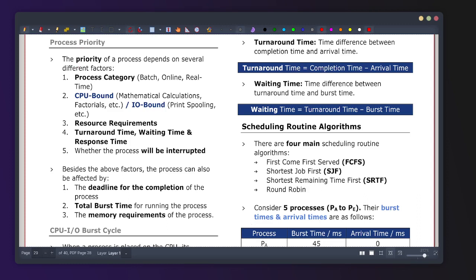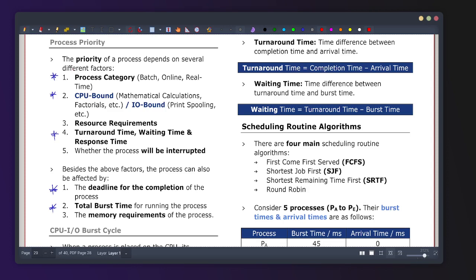Basically, we know that the low-level scheduler picks processes from the ready queue into the CPU based on priority. But what are the factors that affect priority? There are multiple factors, and I'll mark the important ones here. Process category, CPU bound or IO bound, turnaround time, waiting time and response time, deadline and total burst time. I've marked stars for the most important ones, but I'll discuss everything. You can just remember these rather than everything, because we have a total of around 8 different process priority guidelines here.